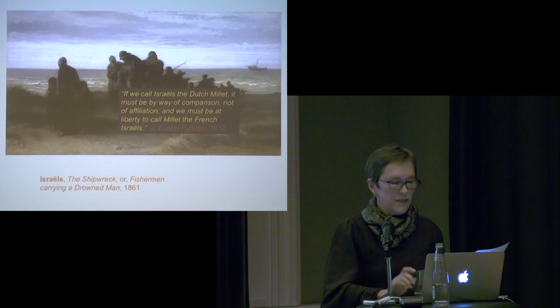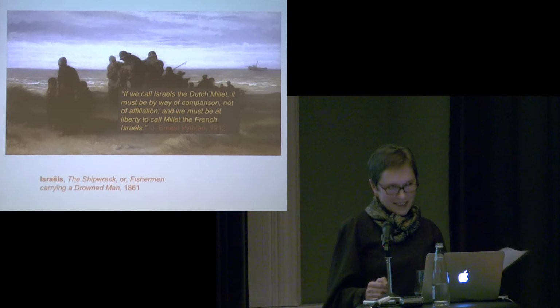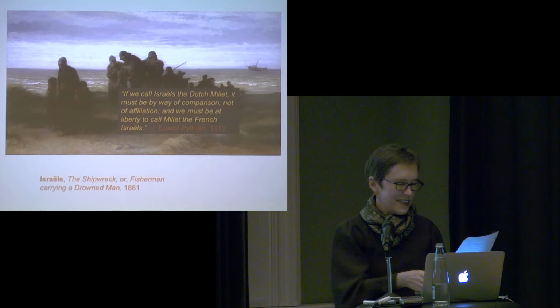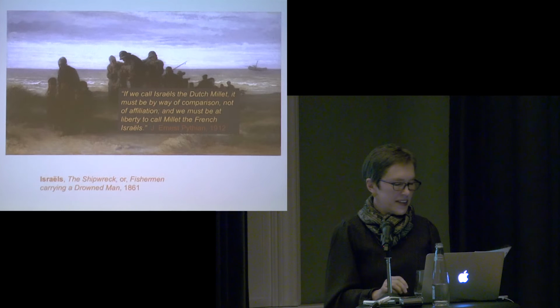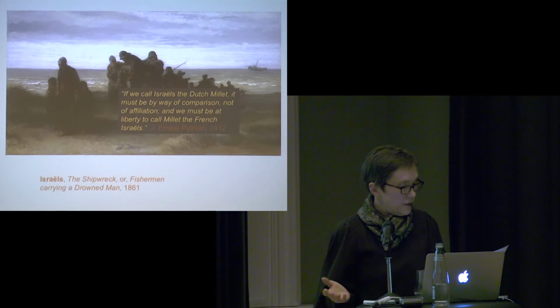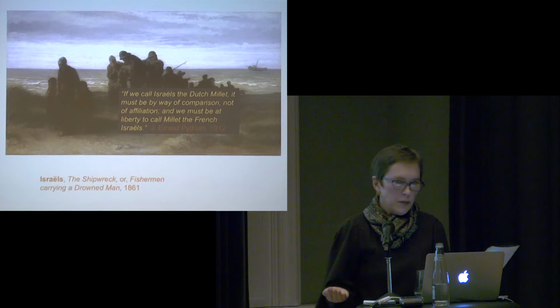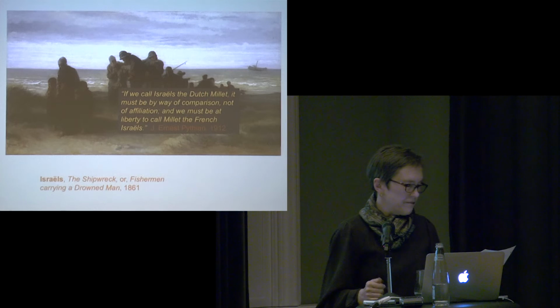And here's the key part of the quote, my favorite part. "If we call Israels the Dutch Millet, it must be by way of comparison, not of affiliation, and we must be at liberty to call Millet the French Israels." End quote. But of course, we are not at liberty in this way. As my case study has endeavored to show, our interpretive liberty will always be shaped by the world picturing apparatus and the structuring of knowledge that it produces, enforcing a predicated internationalism from the centers of power. Here, Israels is the Dutch Millet because art history is being written in French, by French people, by the chronicler of Paris's 1900 Exposition Universelle, right? This is how it gets written.